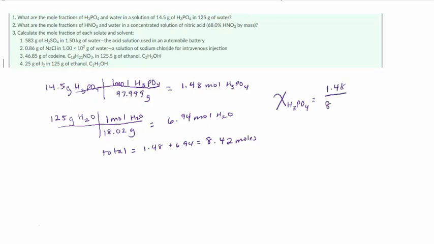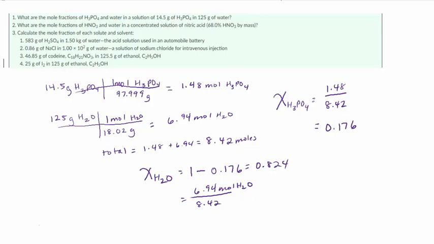So to find the mole fraction of phosphoric acid, I'll take the moles of phosphoric acid and divide it by the total number of moles in solution. And I get a value of 0.176. Now to find the mole fraction of water, I can either take 1 minus my phosphoric acid mole fraction, or I can take the number of moles of water and divide it by the total number of moles, which should come out very close, if not exactly, to the other answer.